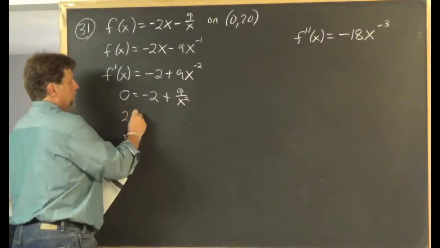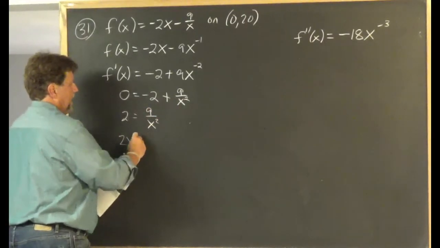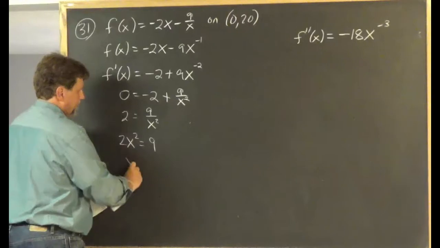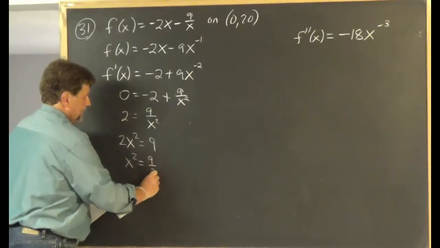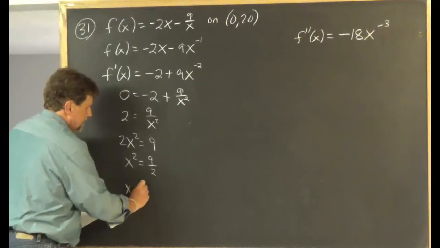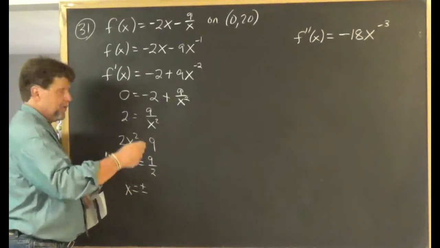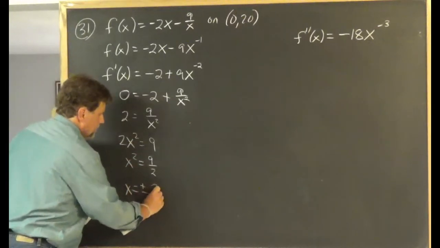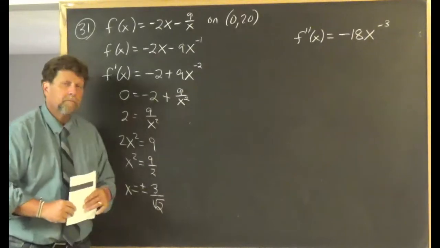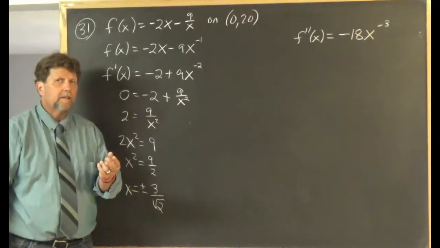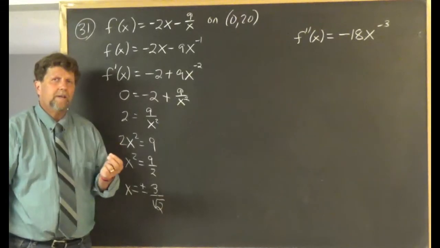Then I'd add 2 to both sides. Multiply both sides by x squared. Divide both sides by 2. Take the square root of both sides and I get plus or minus the square root of 9 halves. Well, the square root of 9 is 3. So plus or minus 3 over the square root 2. So there are two values of x, two critical values, where the derivative is 0.